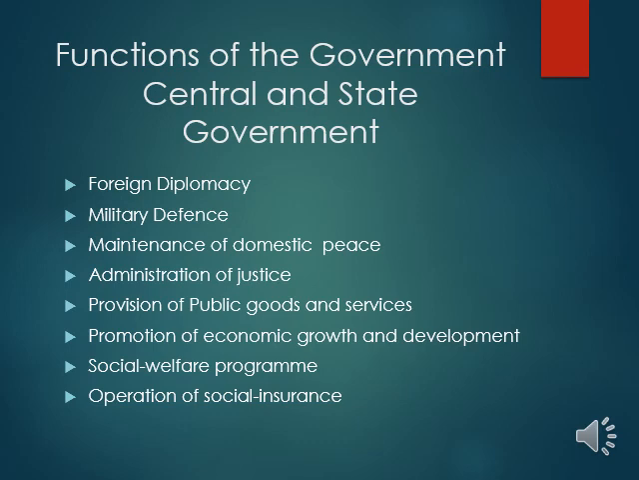Students, as per the Constitution of India, we have a federal structure of government. Federal structure of government means a two-tier system of government. So we have the central government, which is also known as the union government, and we have the state government, which is also called the regional government. So let's have a quick look at the functions of both the governments.